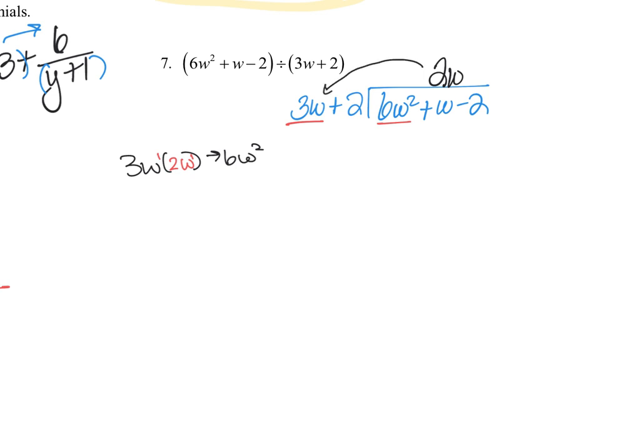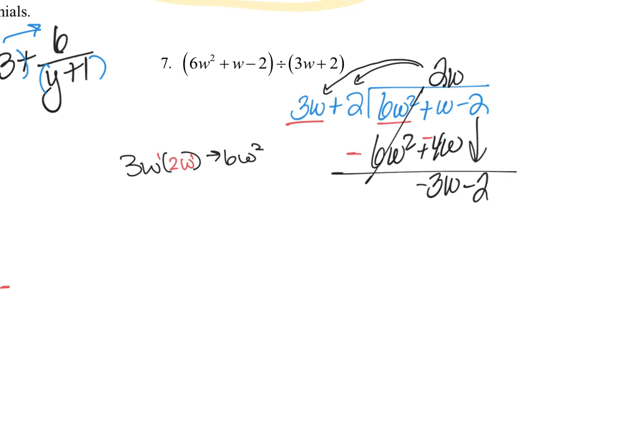Coming on back around, 2w times 3w is 6w squared, and 2w times 2 is 4w. We now have to sign change and sign change, subtract and subtract. And looking at it, I see that the 6's do zero out like we're expecting them to. Negative 4w plus w is negative 3w. I need two terms, so I will bring down the remaining negative 2.